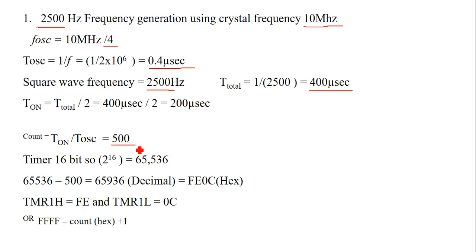So it is 16 bits. That's why we have to take 2 raised to 16, which is 65,536, minus 500. It will give a hex value. This hex value we have to store into TMR1H and TMR1L.